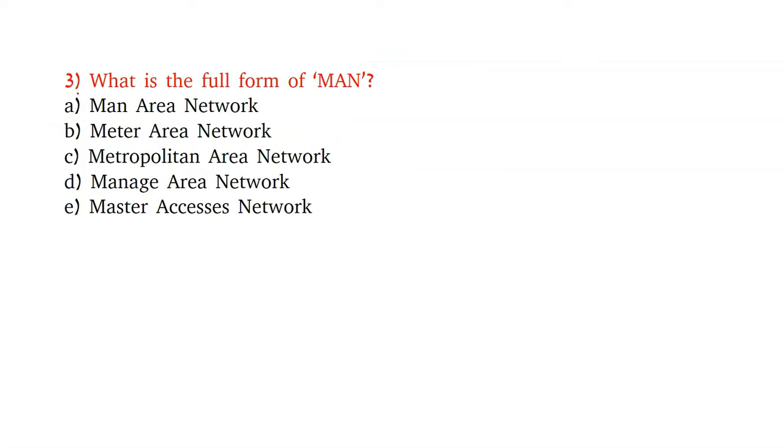Let's move to the third. What is the full form of MAN? A. Man Area Network, B. Meter Area Network, C. Metropolitan Area Network, D. Managed Area Network, E. Master Access Network. The correct answer will be C.